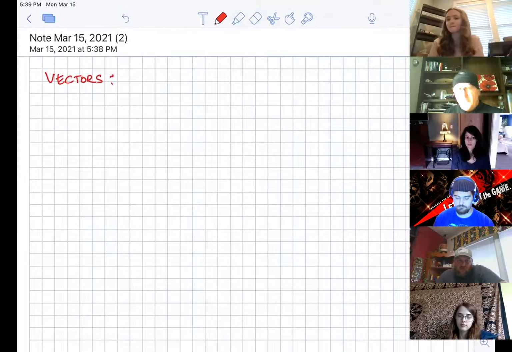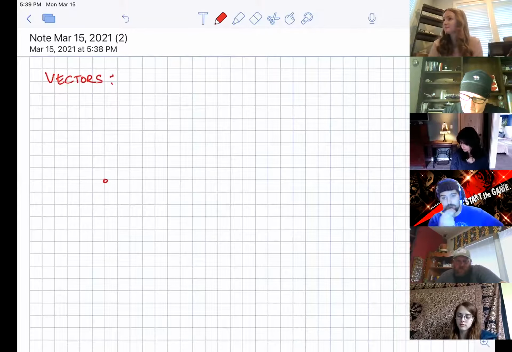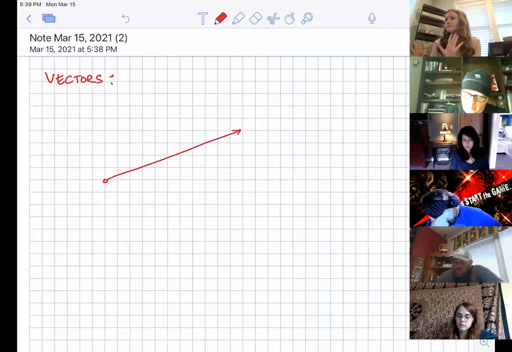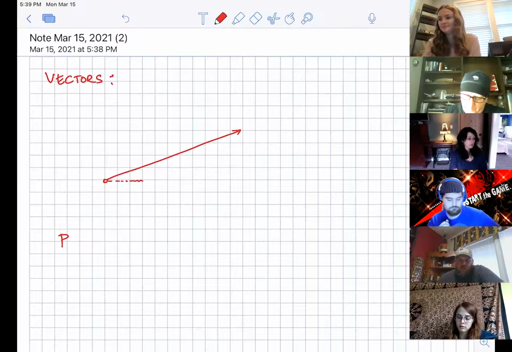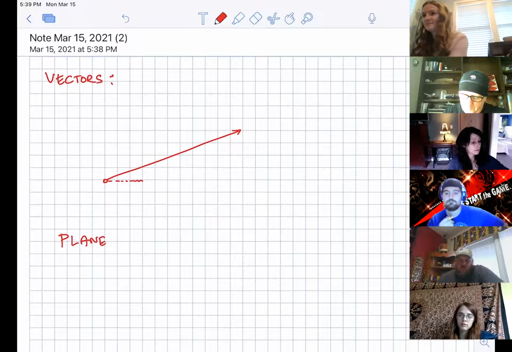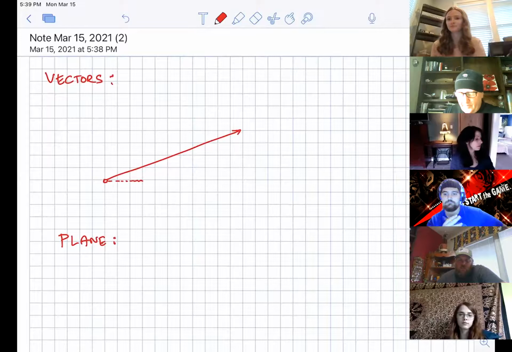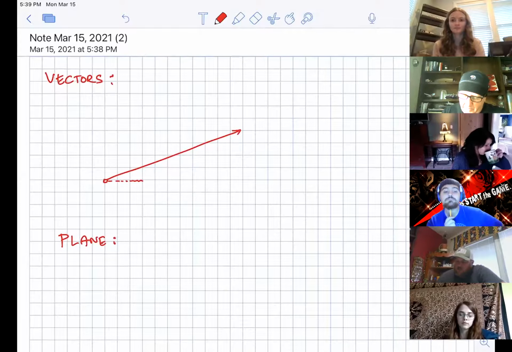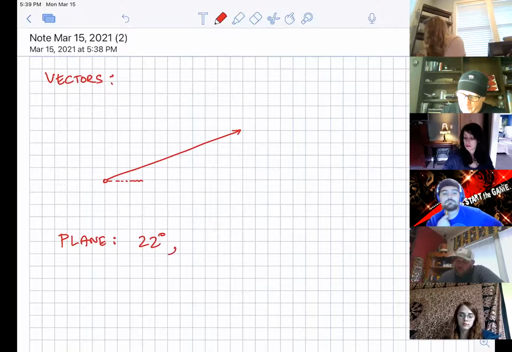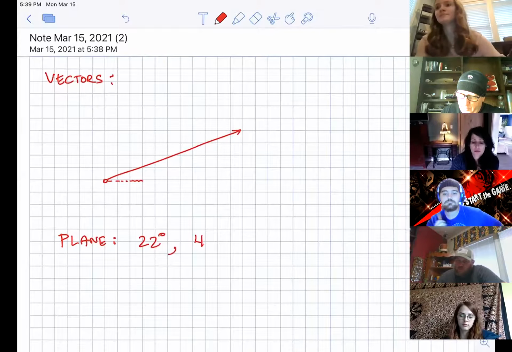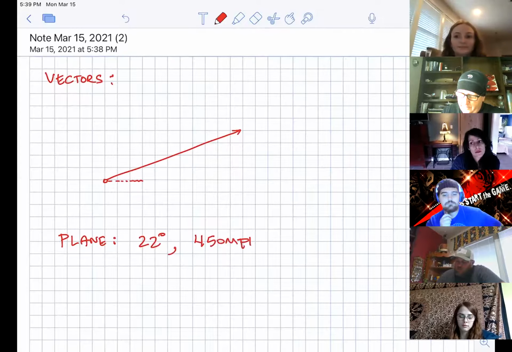I gave you a problem the other day that was something like this, so let's do something similar. The airplane is going in this direction, and I'll draw the picture and build it as we talk about it. What angle does that look like? We'll say that's an angle of 20 degrees. Let's make it 22 degrees. And let's make it faster, like 450 miles per hour. It's a really fast plane.